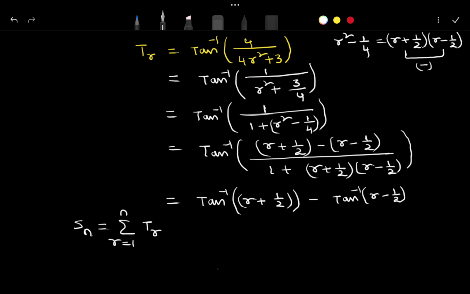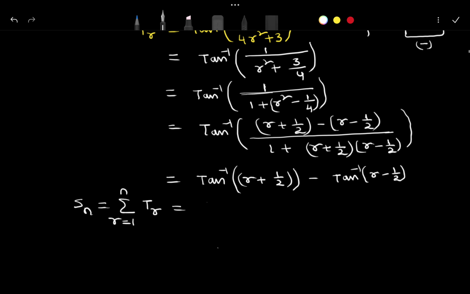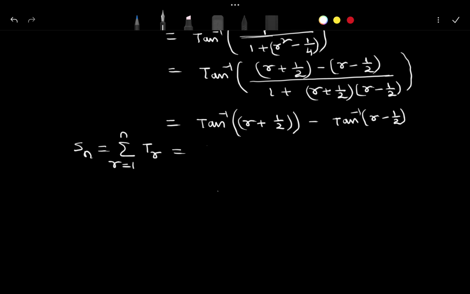This is the sum of the n terms, which will be equal to sigma. Sigma means the sum of the terms by substituting r equals 1 to n. So now substitute first r equals 1 in this value: tan inverse of 1 plus 1 by 2, which is 3 by 2, minus tan inverse of 1 minus 1 by 2, that is 1 by 2.